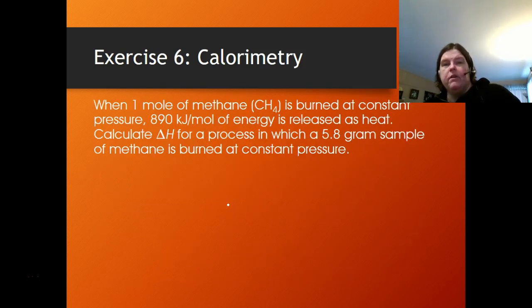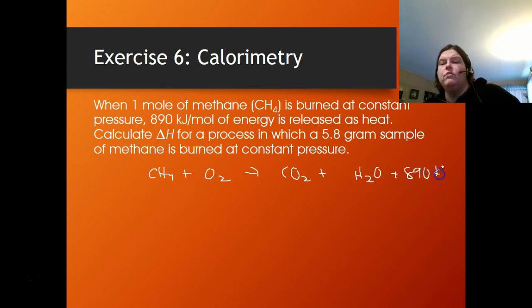Okay? All right. Problem 6. When 1 mole of methane is burned at constant pressure, 890 kilojoules per mole of energy is released as heat. Calculate the delta H for the process in which a 5.8 gram sample of methane is burned. So we know that methane plus O2 yields CO2 plus H2O plus 890 kilojoules per mole of energy. That's heat released, okay? So this is assuming 1 mole of this.